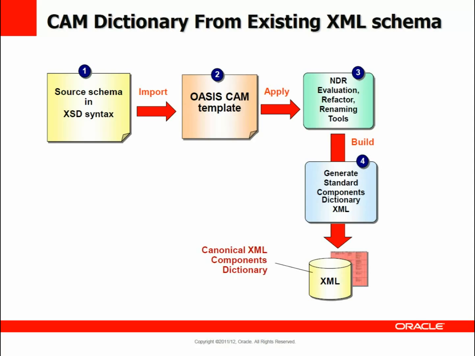So in this diagram, we're showing the steps that are needed to create a dictionary from an existing schema, where you import the schema itself into the CAM Editor toolkit, create the template, apply the naming and design rule evaluation. Based off the results of that, you may make changes and updates and so on. Then once you've completed that, then you're ready to build the actual dictionary, use the tool for that, and that will then automatically create these canonical components for you.